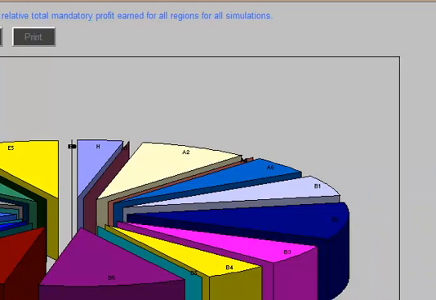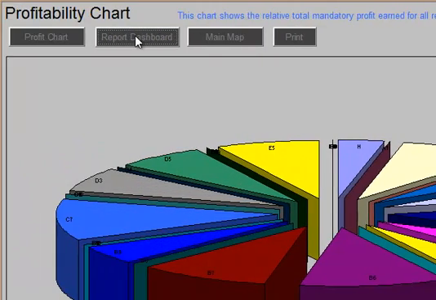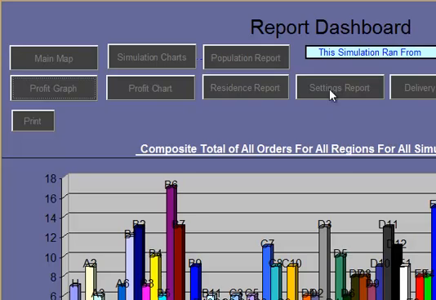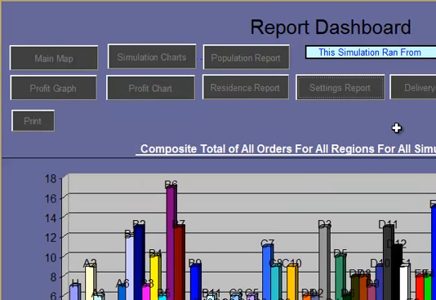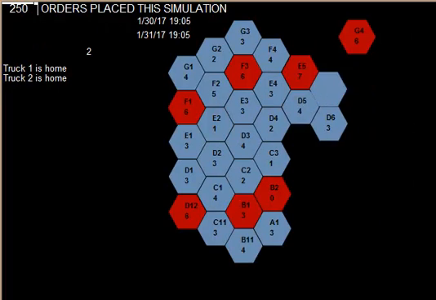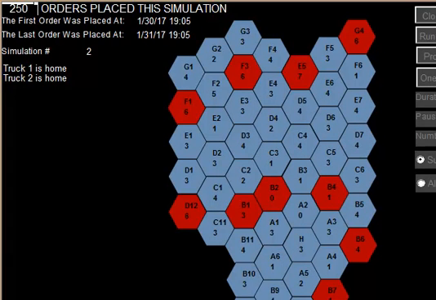Comparatively, the profit that's made for the regions that have been delivered to. Go to report dashboard, and the settings report shows this. Okay, so that's the final simulation that I'll show you when it comes to using profitability as a strategic measurement when running the simulations. Thank you very much for watching.